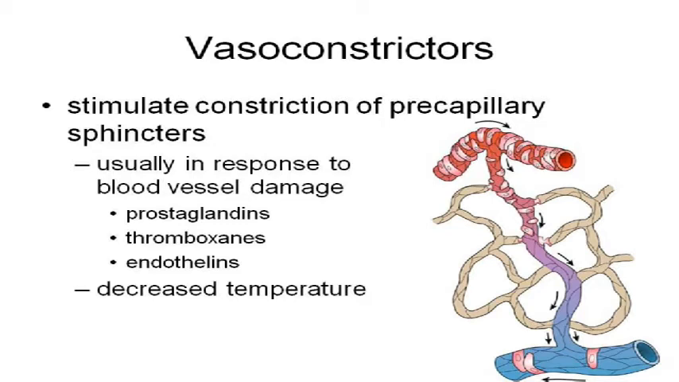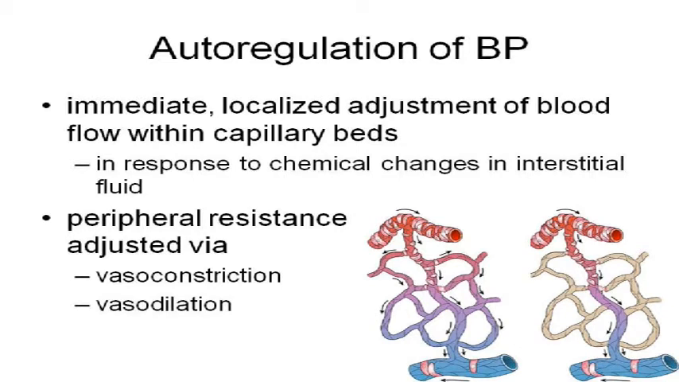Also, decreased temperature. You go out in the cold and you start to turn pale because these peripheral blood vessels try to shunt the blood to the core of your body, away from the periphery. And that's why when people get frostbite, it's their ears, the end of their nose, their fingertips, their toes, because the blood has been shunted away from those areas. Okay, so that's local control at each capillary bed.